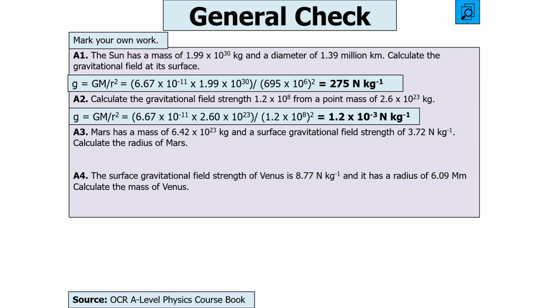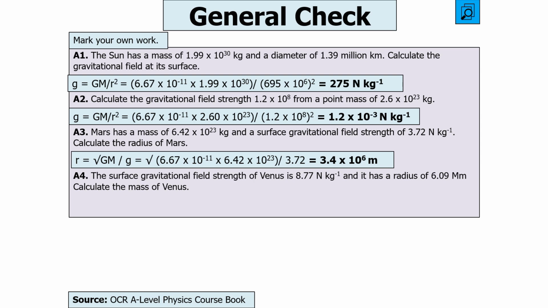The next question again, we're doing g equals big G, M over r squared. Pop in all the values, work it through. Remember it's r squared, so you get 1.2 times 10 to the minus 3 newtons per kilogram. This next one, we're going to rearrange it to make r, the radius, the subject, so r is going to be equal to the square root of GM over small g.